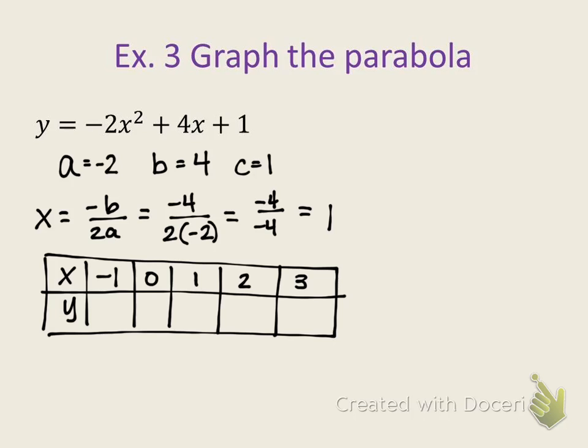Okay? So now is when we get out our calculator. Make sure it's in the right mode, so it's in the table mode. It says f of x, and we're going to type in the equation that we started with, which is negative 2, then I hit alpha x squared plus 4 alpha x plus 1. Then I press equals.